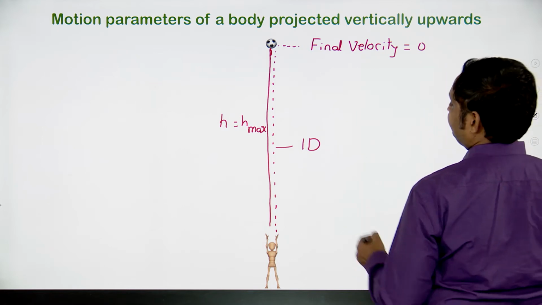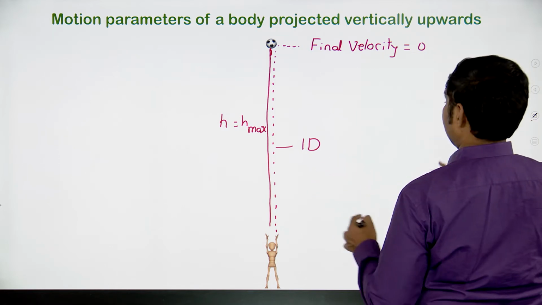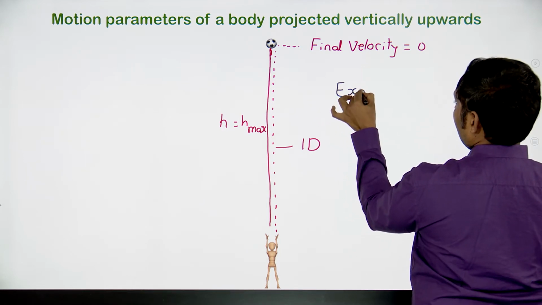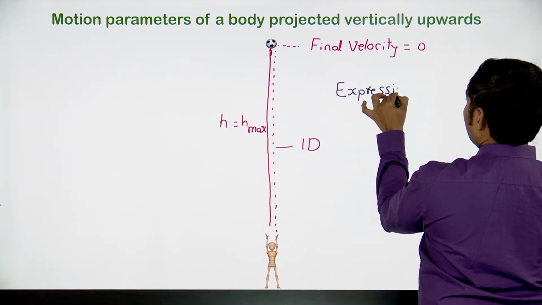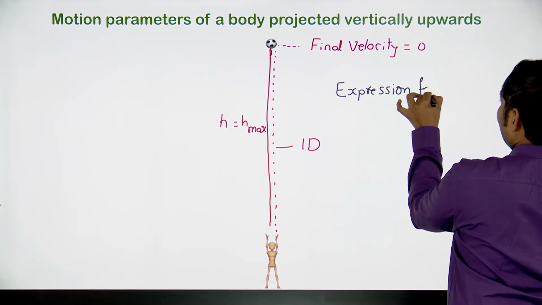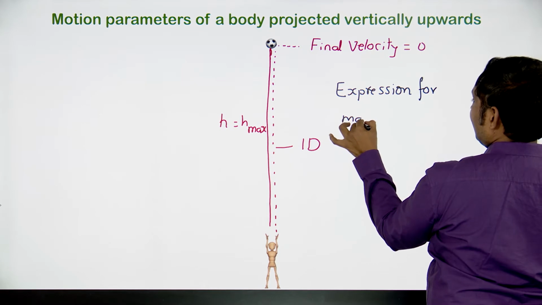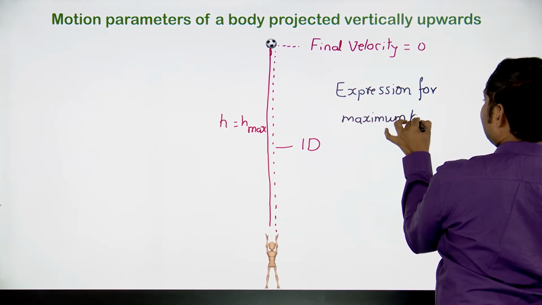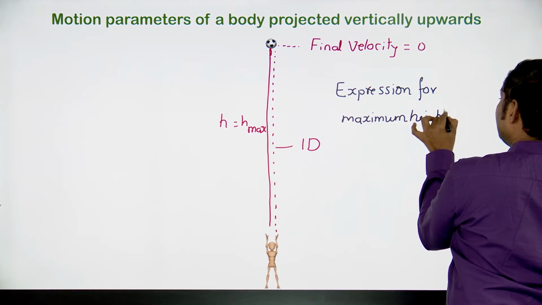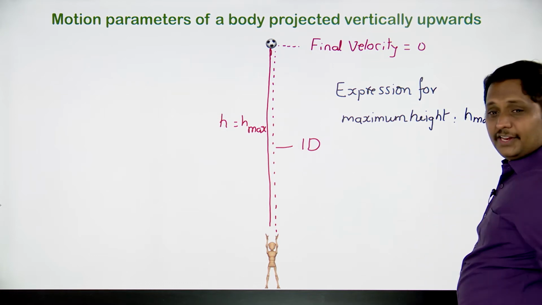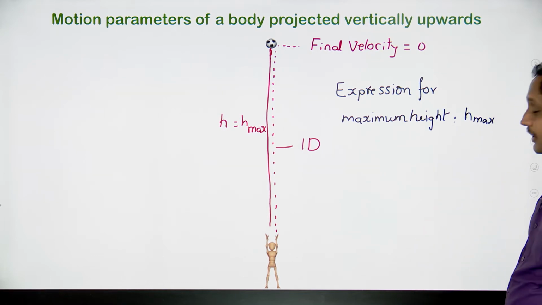Right. Okay. We know very well about this one, right? What is the expression for maximum height? You have to confirm that it is going to be h maximum. Easily you will find out this one. This is not a big task for you.